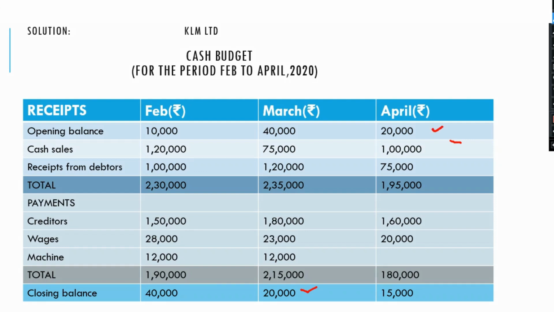So this is how cash budgets work. Now following the same steps, we get April cash sales 1 lakh, and receipts from debtors 75,000, and a total of 1,75,000. Creditors 1,60,000 from March, and wages 20,000 related to April itself, and that difference, 1,95,000 minus 1,80,000, amounts to 15,000. So this is how cash budgets look.